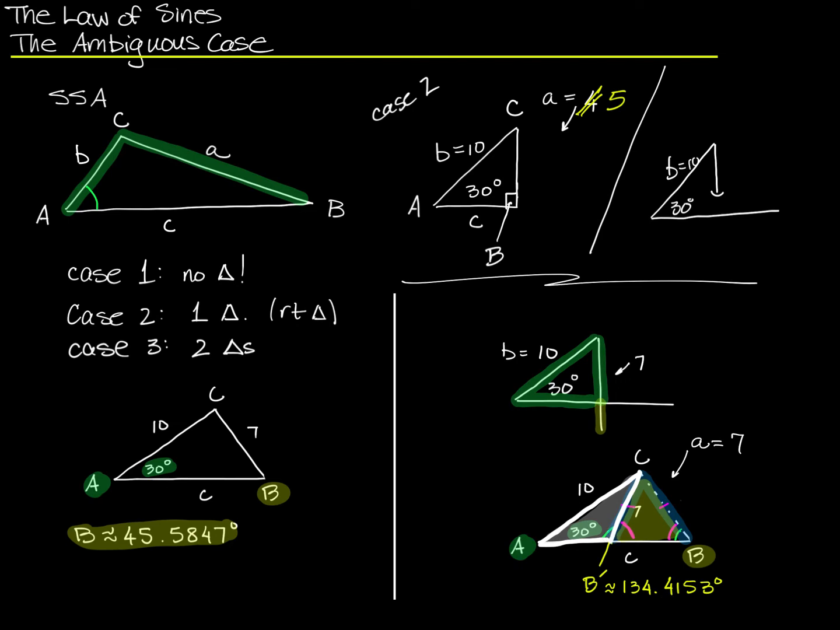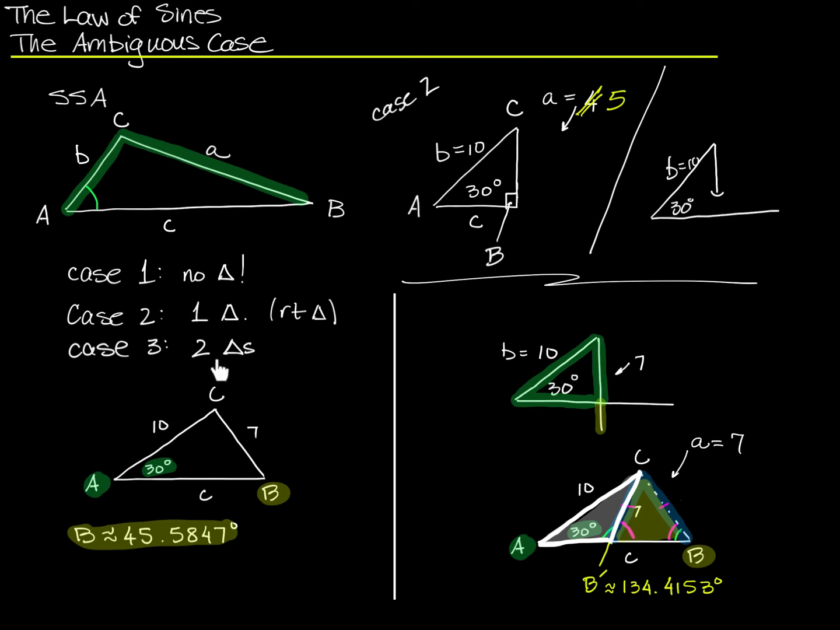Now that I know that, I can find my third angle. 30 plus 134.4 plus something equals 180. And once I know that, I can use the law of sines again to find side C. Side C is going to be shorter this time because angle B is bigger. So this is the case in which I had two completely different possible triangles.